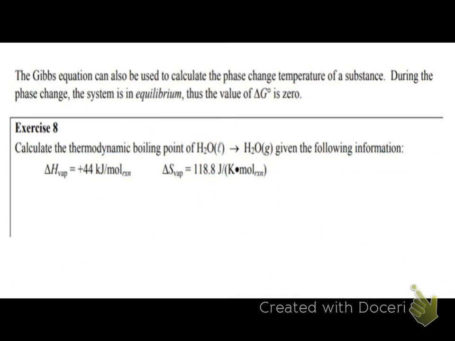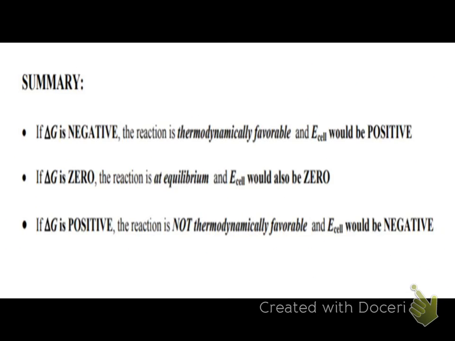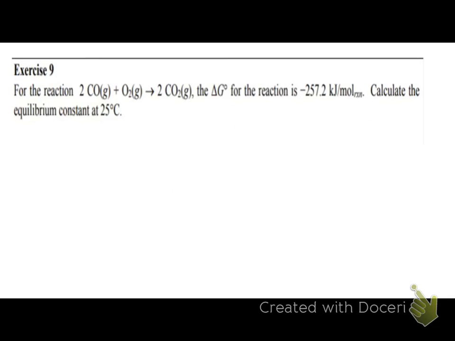We just did that one, so let's go on to the next one. For this reaction, calculate the equilibrium constant. So here we have at 25 degrees Celsius. They already gave us our delta G, so we don't have to do all that jazz that we did a while ago when we had to calculate delta H and delta S and delta G. So they make this easier.